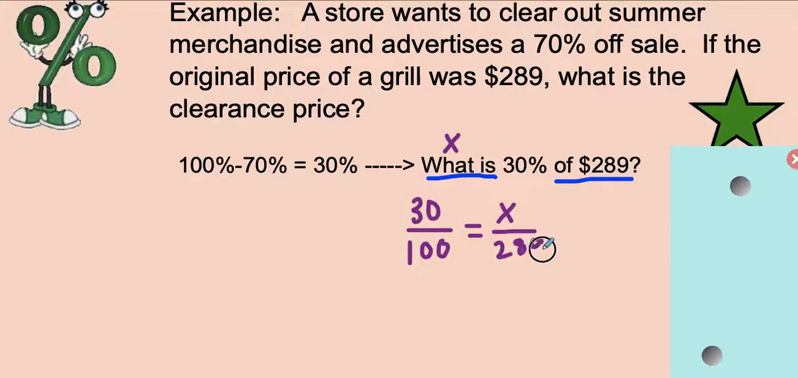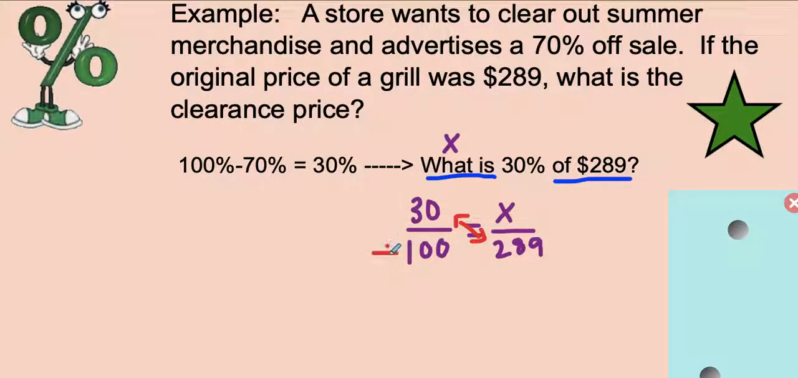And again, I'm not going to follow this all the way through. I have my answer up here. But what I'd like you to do is pause. Use your cross products: 30 times 289, and then divided by 100. That is going to give you, pause, figure that out, $86.70. So let's make sure that makes sense. I'm only paying 30%, less than half. So it looks like $86.70 is less than half of $289. That looks like a reasonable answer.